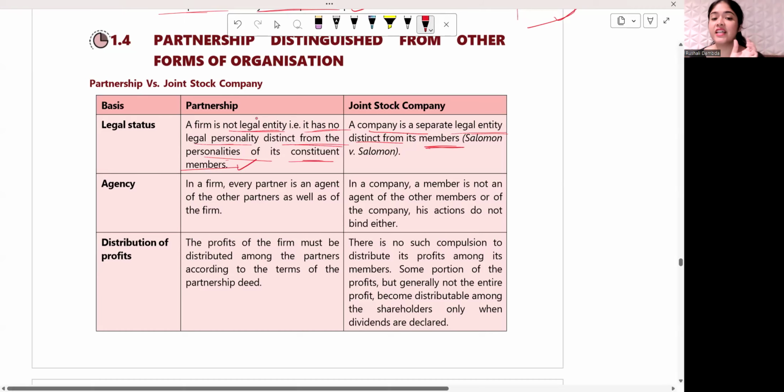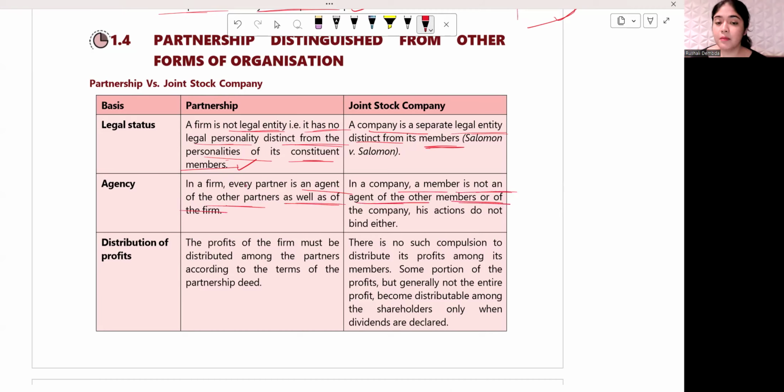Partnership firm, the name itself says that partners are making that firm work. So they do not have a separate legal entity, and the partners are the identity of that firm. Here in joint stock company, company acts as a separate person distinct from its members. In a firm, every partner is an agent of the other partners as well as the firm. And in a company business, a member is not an agent of the other members of the company. His actions do not bind the others. The actions done by the members or the shareholders, like we can also invest in a company, but we are not the agents of the company. We are just the shareholders. We are just the members of it.